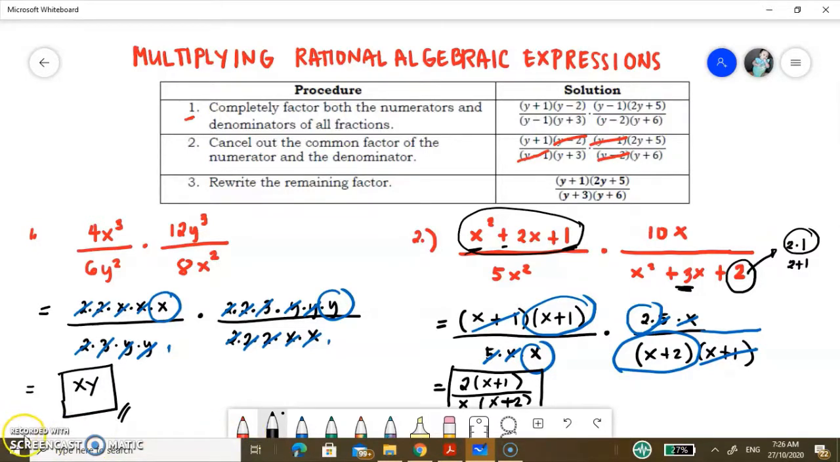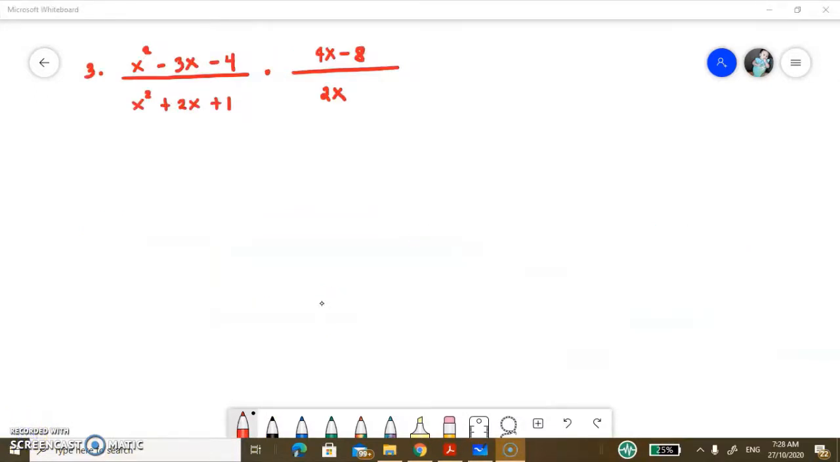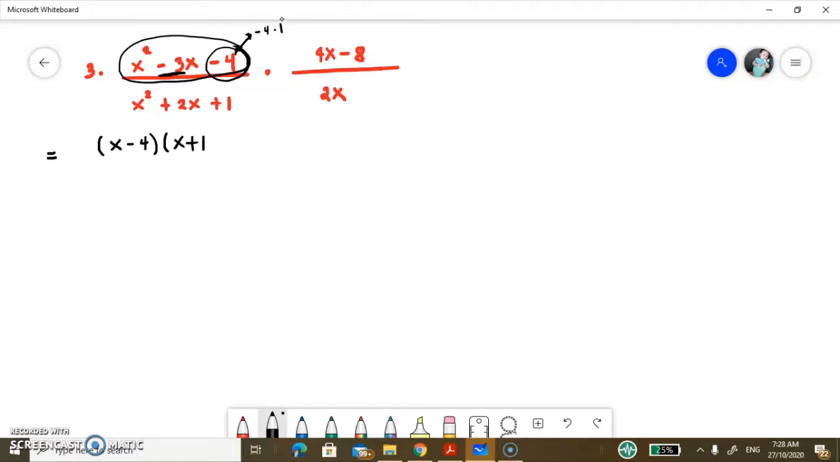Let's have another example. Okay, say if you have this next example. So, the first procedure is to factor our numerators and denominators. So, for x squared minus 3x minus 4, find the factors for negative 4 that when added, it would be equal to negative 3. So, that would be negative 4 times 1, right? Negative 4 times 1 is negative 4. Negative 4 plus 1 is negative 3. So, our factors for that would be x minus 4 times x plus 1.